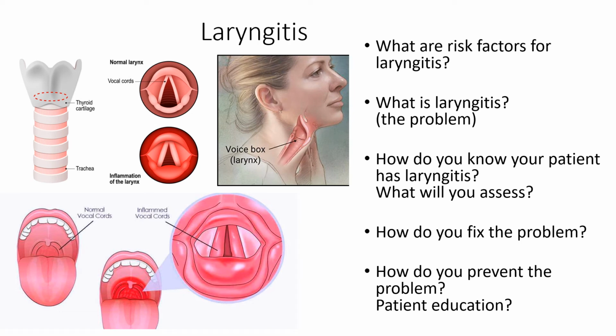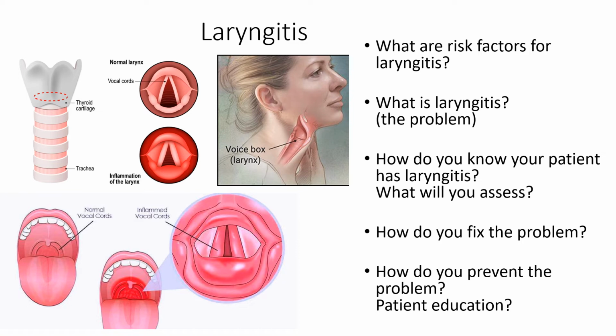All right, next slide. We have laryngitis. We talked about the trach a little bit, and you can see in this picture and the following pictures where the larynx is located. Up here on the top left is what a normal larynx looks like, and what one with inflammation looks like.